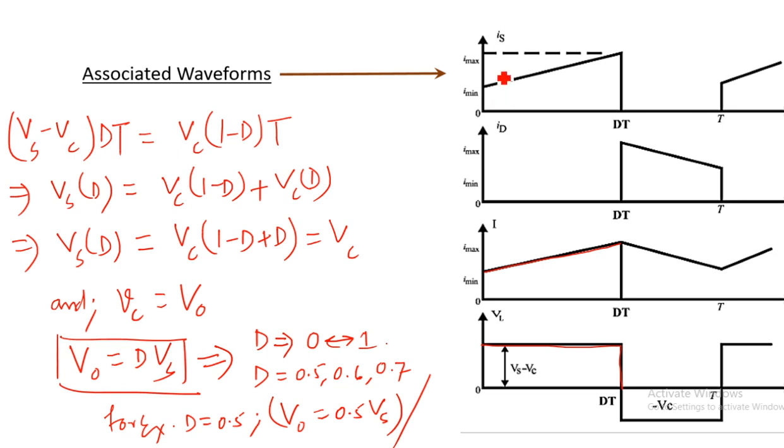Here are a few waveforms we can see. For the period when the switch is on, the current through the switch is rising. When the switch is off, no current is flowing. Similarly, in the case of the diode, in the first interval the diode was reverse biased, so there was no current, and when the switch was off, the diode was conducting and it follows the inductor current. This is the average current, and this is the voltage across the inductor.